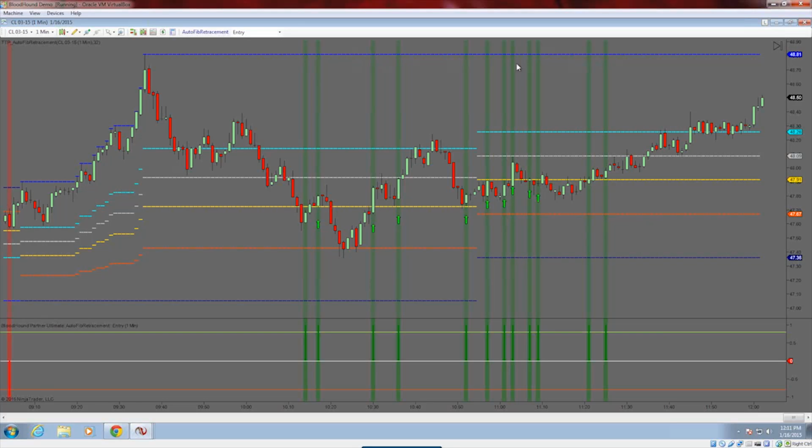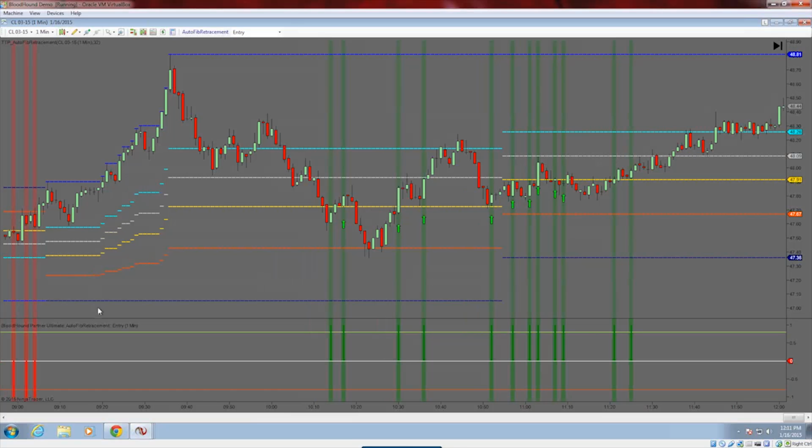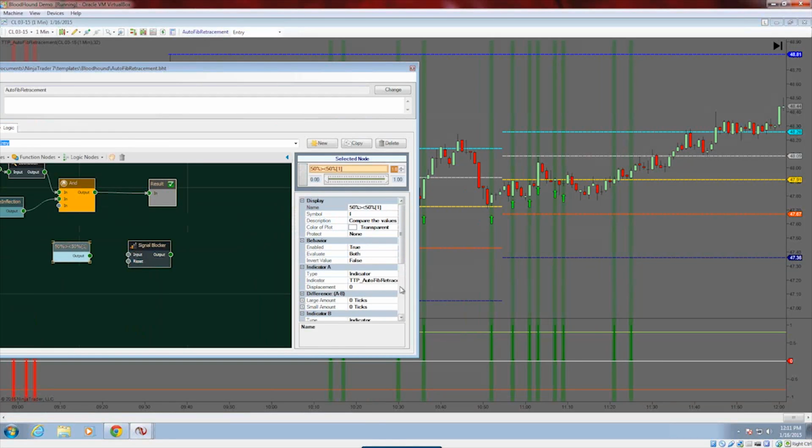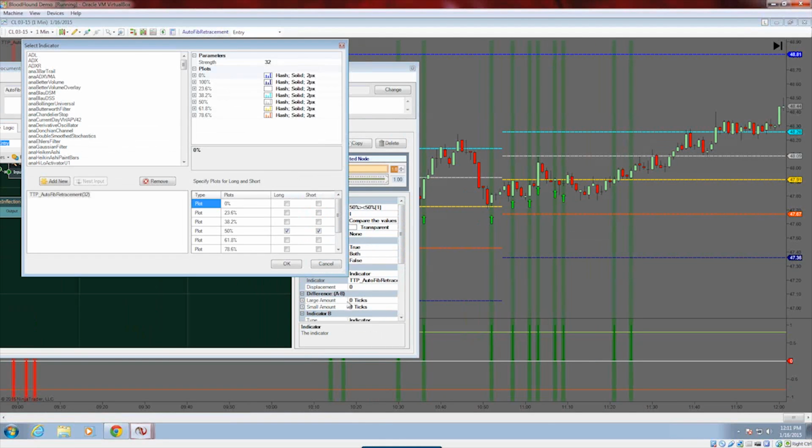So when that line on top shifts, I want to reset the signal blocker. So I'm going to block all the subsequent signals until that line on top shifts. Okay, well, that'll be the reset for the long, and then that'll be the reset for the short as well when it's on the low. Okay, I know that's kind of confusing, but just bear with me here as I change this. So I'll set this now to 0%.